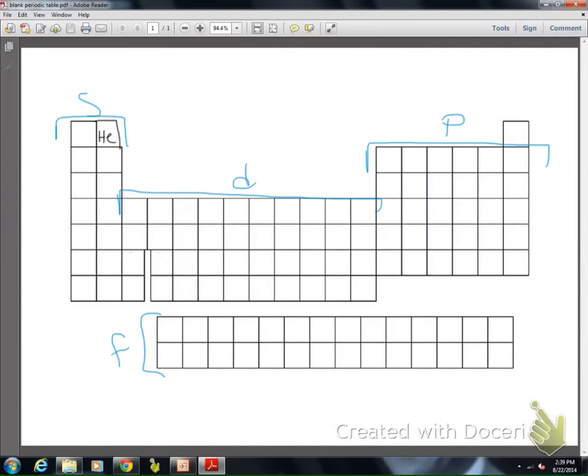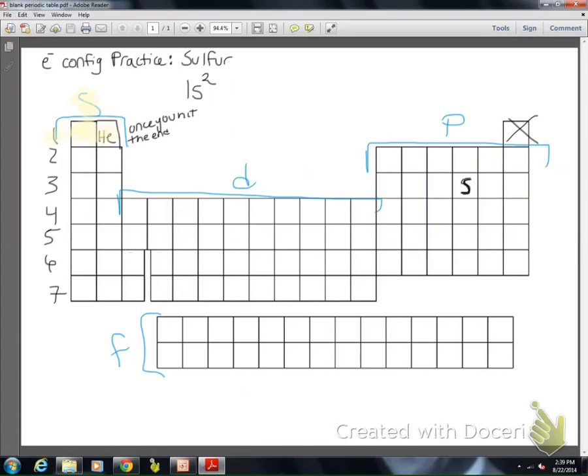Again, just relabeling my blank periodic table so you can see my notes here. So we're going to practice sulfur. Sulfur is right over here. We've got our rows labeled, and that helps us figure out where we're going. So we're going to say 1s2. Once we hit our row, we're going to go on to the next row.